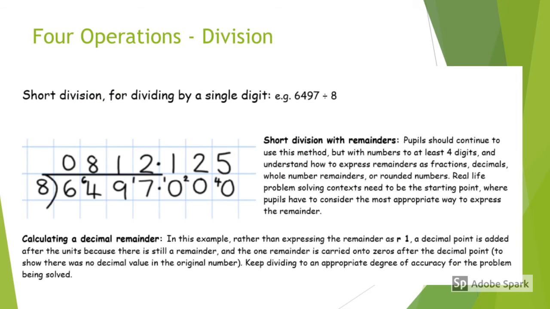Because the numbers get bigger in Year 6, we start to teach them more formal methods. So by this stage, the children have got a really clear and sound understanding of the concepts involved with place value and exchanging numbers. So we teach them shorter methods so that they can do it more quickly and more accurately.